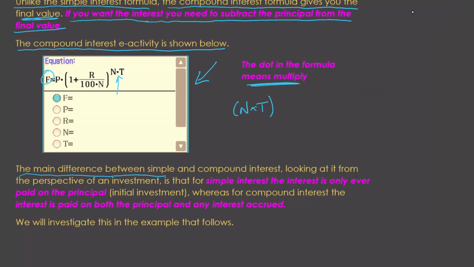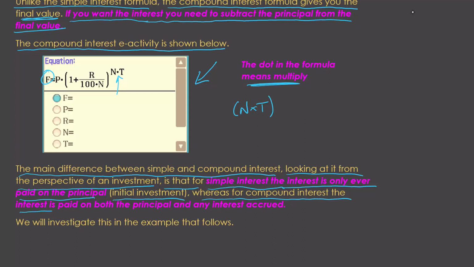The main difference between simple and compound interest, looking at it from the perspective of an investment, and we've said this before, is that for simple interest, the interest is only ever paid on the principal, the initial investment, whereas for compound interest, the interest is paid on both the principal and any interest accrued. And we're going to investigate that in the next example, and hopefully that important point will then be clear.